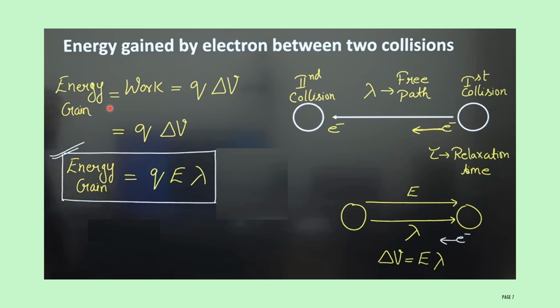Then the energy gain is given by work, Q into delta V. Delta V is the potential difference across the two collisions. This E represents the electric field. This lambda is the free path. This is the direction of the electron. The potential difference across the two collisions, delta V, is equal to E into lambda. Substitute this value in this equation. The energy gain is equal to QE into lambda. This is the formula for energy gained by an electron between two collisions. This much energy it will gain when it is moving from one collision to another collision.